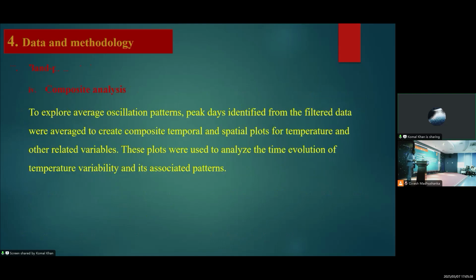Composite analysis. Now, after understanding that this time scale is significant and we have filtered it, we want to see the average of this variability, because we don't want to analyze variability which is just by chance. We want to see whether this exists on average. That's why we use composite analysis, and it is a very crucial method in our analysis. And we can see the plots later of how they display the results.